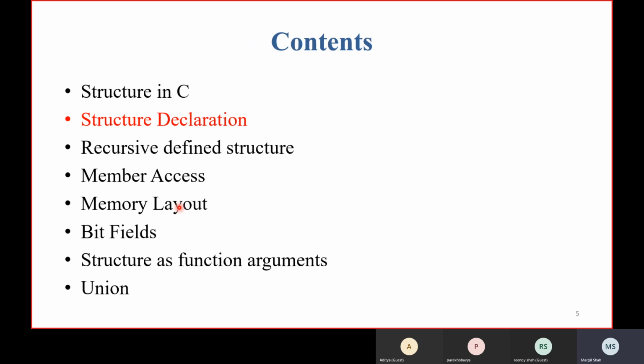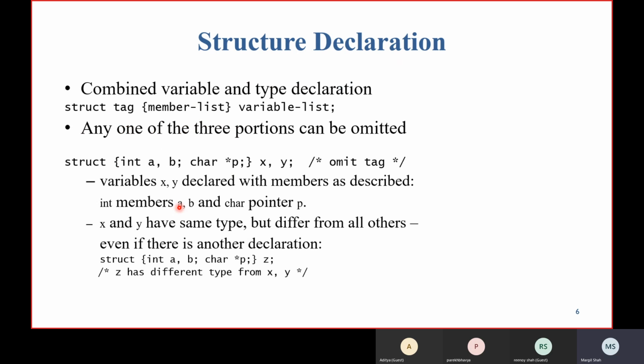Another point is structure declaration. So basically, how can we define a structure? Here we combine variable and type declaration. struct is a keyword, then the member list and variable list. Any one of the three portions can be omitted. So in the structure, we have integer A, integer B. These two, A and B, are members of the structure with type integer.